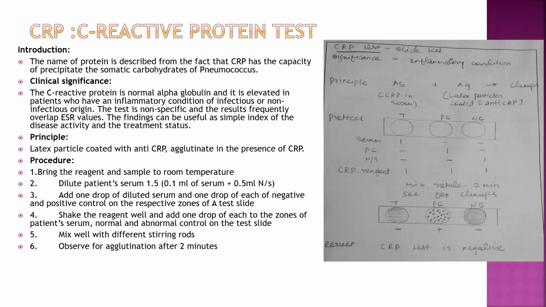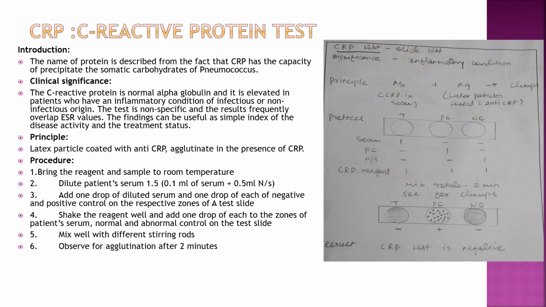C-reactive protein, CRP, is also done the same way. Take test, positive control, negative control, and then add serum and then reagent, mix and wait for 2 minutes and see for the clumps. So the significance of C-reactive protein is that it is mainly a marker of inflammatory conditions of infectious or non-infectious origin.